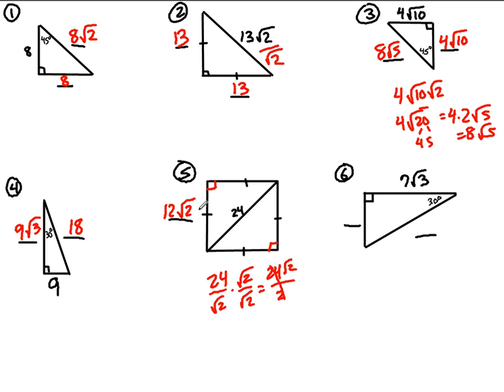All right, and number 6, I'm given the long leg here because the short leg is what's across from 30. So to get from short leg to long leg, I multiply by the square root of 3. Now I need to work backwards. So it's 7 square roots of 3 over the square root of 3. The root 3's cancel out, and I'm left with just 7. And then to get from this short leg to the hypotenuse, I just double it and get 14.